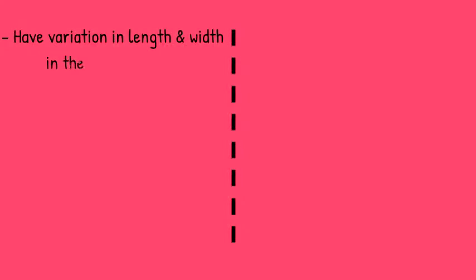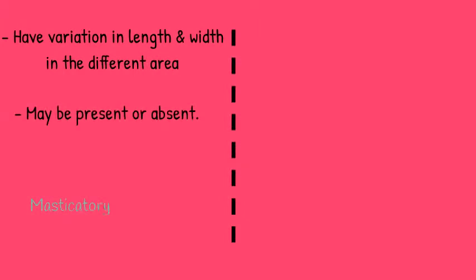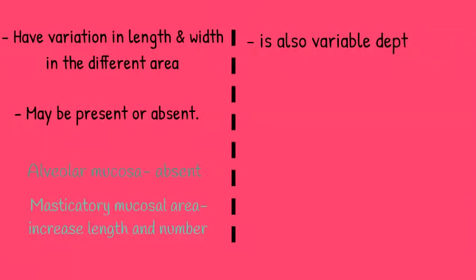The papillary portion: the number, length, and width of these papillae vary in different parts of the oral cavity. In areas of masticatory mucosa, there is an increase in the length and number of papillae, whereas in the areas of lining mucosa, the papillae may be short or absent. The reticular layer is also of variable depth and always present in the oral cavity.